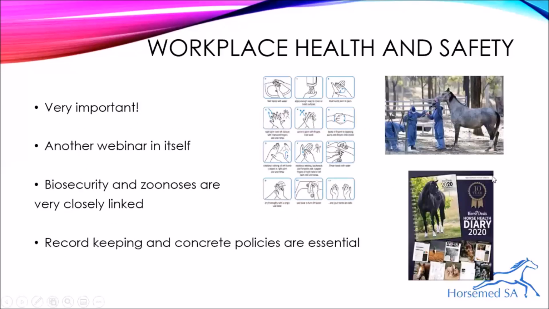Workplace health and safety, touched on it a little bit, very important, another webinar in itself. We won't go into it too much. But remember that at the beginning I said, One Health, human health is very important. So our biosecurity, we're all thinking about our horses. They're the ones that we're here for, but we've got to think about human health as well. I was watching the news before this and we've had a sixth of the number of flu cases that we normally have. Obviously social distancing, but also people washing their hands.